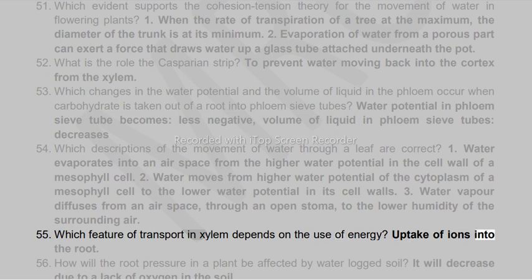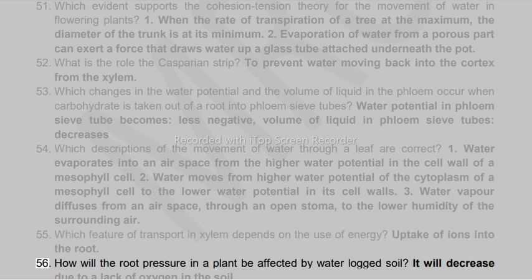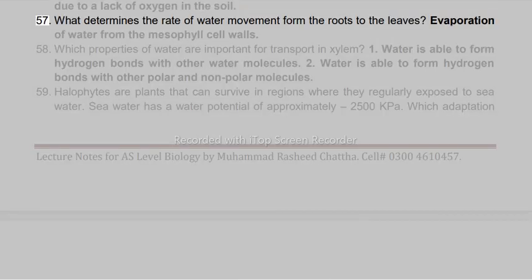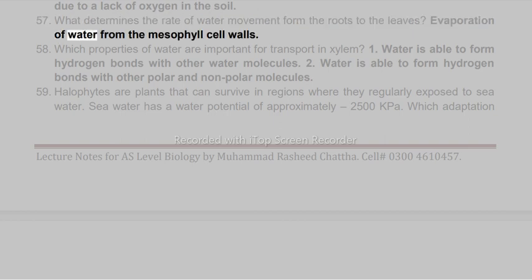55. Which feature of transport in xylem depends on the use of energy? Uptake of ions into the root. 56. How will the root pressure in a plant be affected by waterlogged soil? It will decrease due to a lack of oxygen in the soil. 57. What determines the rate of water movement from the roots to the leaves? Evaporation of water from the mesophyll cell walls.